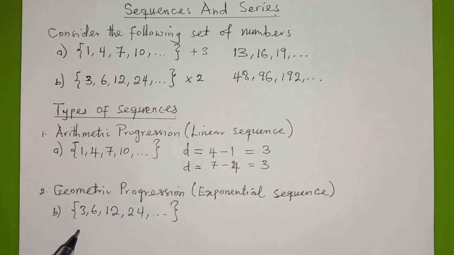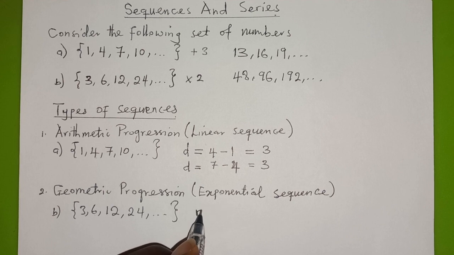But that procedure wouldn't work for geometric progression, because the difference between 6 and 3 is 3, but the difference between 12 and 6 is 6. So they are not common, they are not the same. So what we are going to do here is that for the geometric progression or the exponential sequence, what happens is that we normally use common ratio. And common ratio, most of the times we use R to represent common ratio.